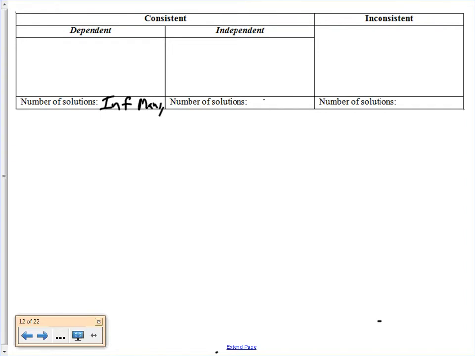In an independent system, you're going to have one solution. In an inconsistent system, we're going to have no solution. Very good.